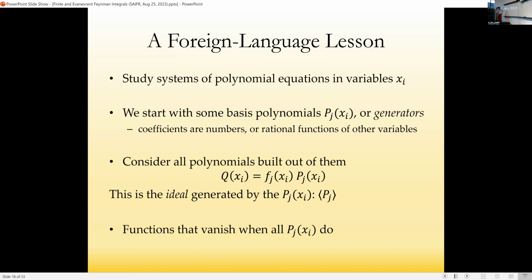The usual use of this in computational algebraic geometry is you're interested in the simultaneous solutions of all these polynomials P, determining properties of those solutions. And when all those polynomials vanish simultaneously, then the Qs will all vanish as well. So think of this as being all the functions that vanish on the simultaneous zeros of all the polynomials.